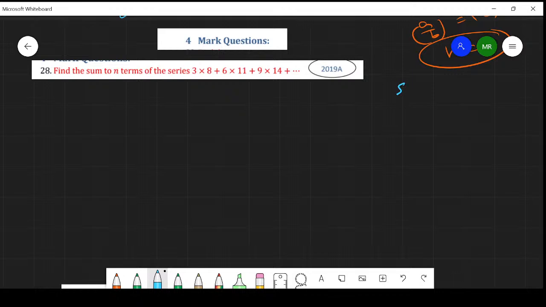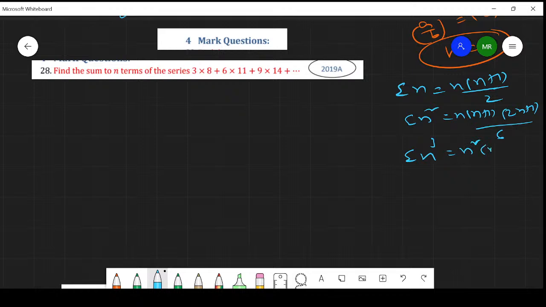Sigma n value: you take sigma n, n into (n plus 1) by 2. Sigma n square, n into (n plus 1) into (2n plus 1) by 6. Sigma n cube, this is correct, n square into (n plus 1) whole square by 4. Remember this. You are finding sum of n terms. See the first factors I can take here. 3, 6, 9. The first factors you can see, 3, 6, 9 are in AP.